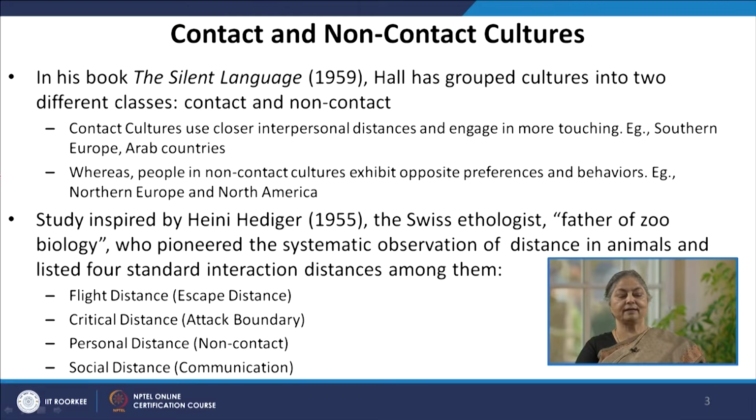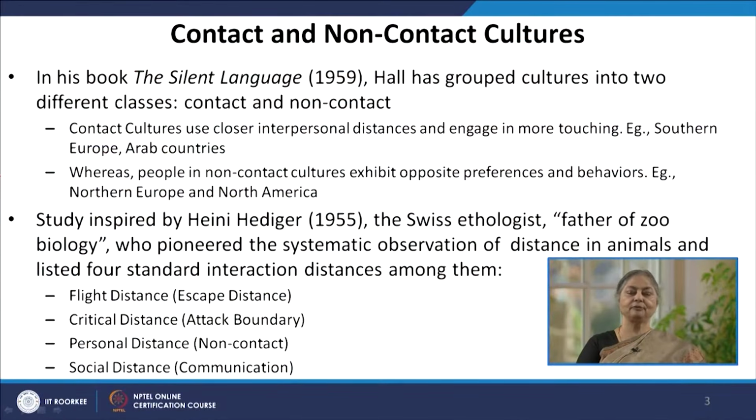Hall has commented that cultures can be grouped in two ways. He has talked about contact and non-contact cultures in his book The Silent Language, which was published in 1959. His idea of contact culture is to denote those cultures in which close interpersonal distances are maintained, and at the same time those distances in which personal and individual touch can be promoted.